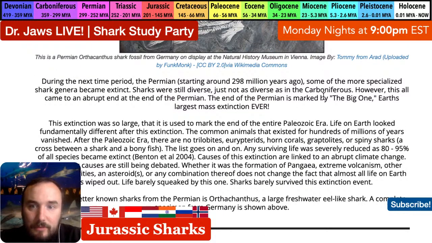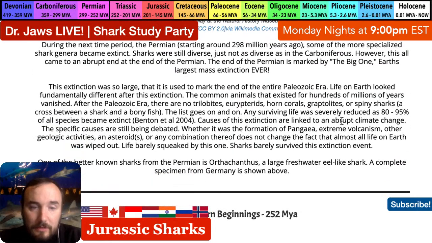During the Permian, some of the most specialized shark genera became extinct. Sharks were still diverse, just not as diverse as in the Carboniferous. However, this all came to an abrupt end at the end of the Permian. The Permian is marked by the Big One, Earth's largest mass extinction ever. The extinction was so large it is used to mark the end of the entire Paleozoic era. Life on Earth looked fundamentally different after this extinction. The common animals that existed for hundreds of millions of years vanished.